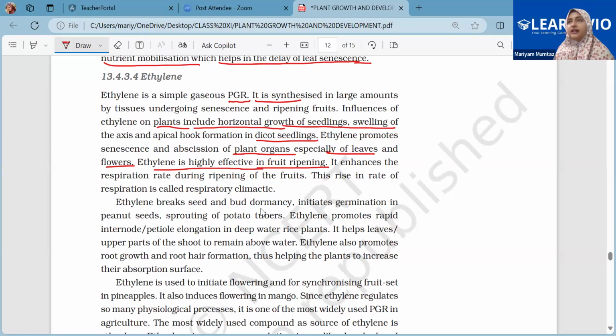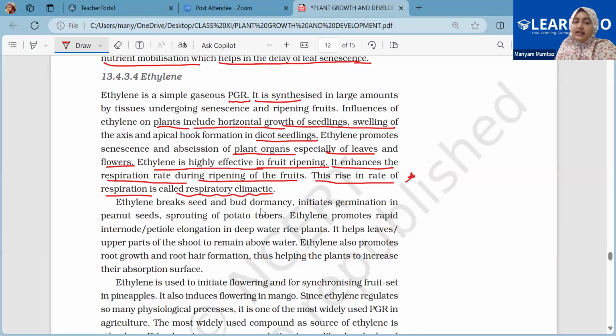What happens is that, for example, if there is a fruit and it is starting to ripen, and beside that fruit we keep an unripened fruit, the gaseous PGR, that is ethylene, which is released by the ripening fruit, will cause the ripening of the unripe. It enhances the respiration rate during ripening of the fruits. This rise in the rate of respiration is known as respiratory climacteric. Again, important.